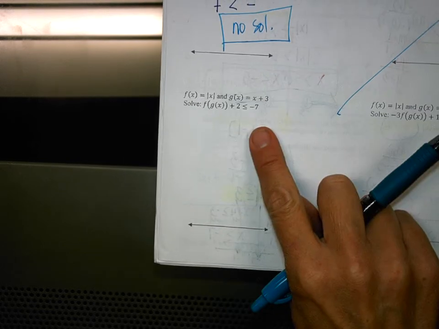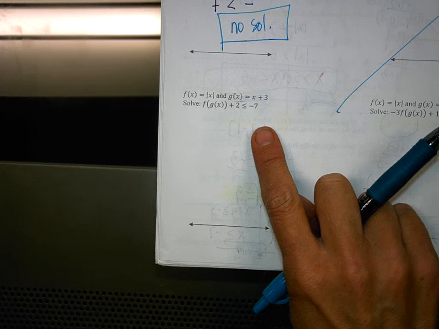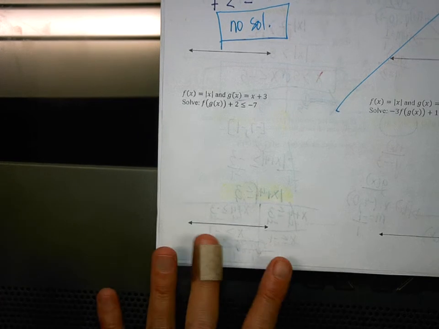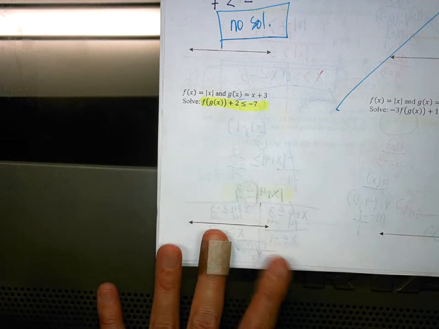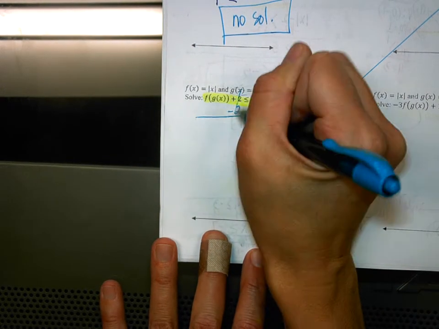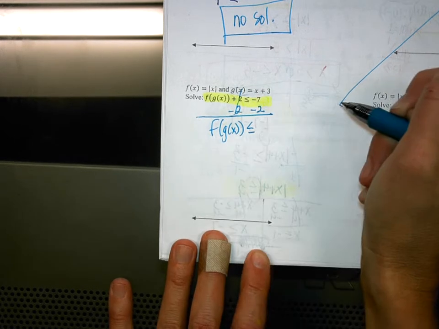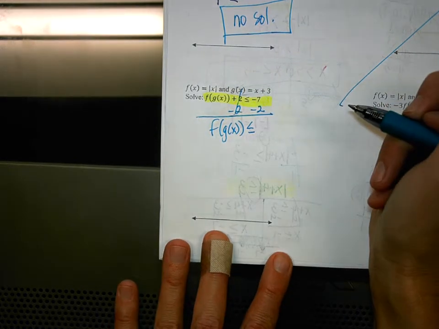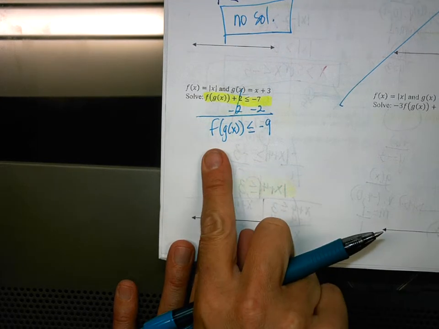What are we going to do first here? You want to get this by itself, correct? The f of g of x by itself? Yeah. So I will do what first? Subtract 2. F of g of x is less than or equal to negative 7 minus 2, which is what? Negative 9. Okay, now that this is by itself, we're going to substitute in.